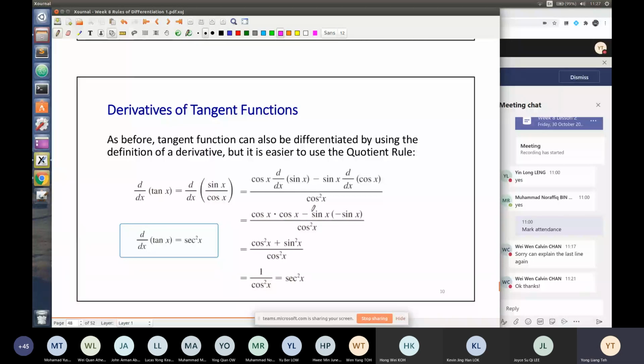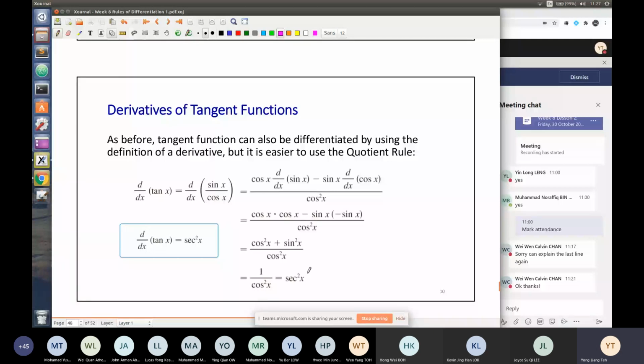Then minus sine x times minus sine x, so it's going to give me sine square x. Hence, I get 1 over the denominator, which is my cosine square. So I get 1 over cosine square, which gives secant square x. For those who have done differentiation before, you know that the differentiation of tangent x is secant square x. So this is the reason why.